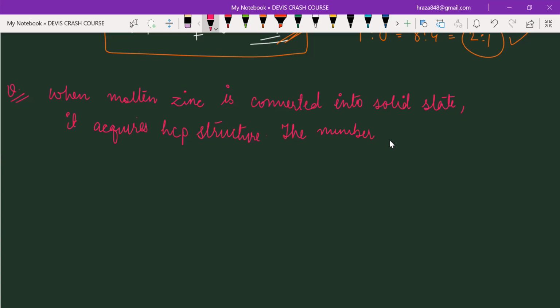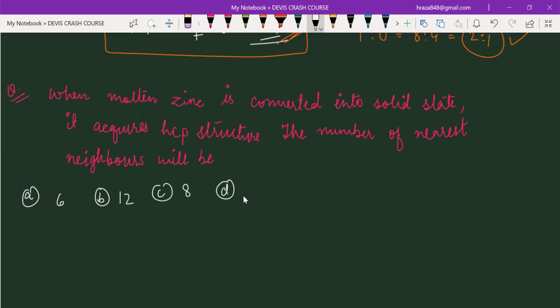How's your maths and physics? Maths is okay, but physics, I need a little practice. Which is your favorite subject? Physics. But in which are you good, chemistry or maths? I think chemistry. Okay. And this is a scoring chapter for your entrance also, JEE.